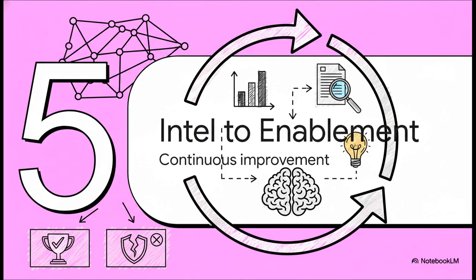But remember, this win/loss data doesn't exist in a vacuum. To make it super powerful, you've got to connect this intelligence back to your sales enablement. That's how you create this awesome continuous improvement loop for the whole team.